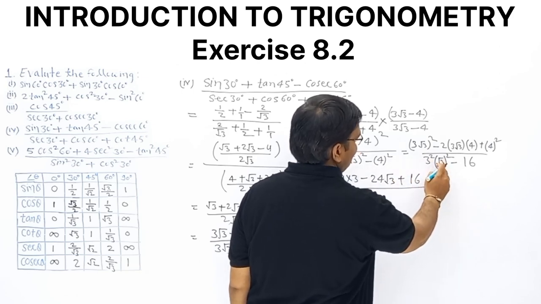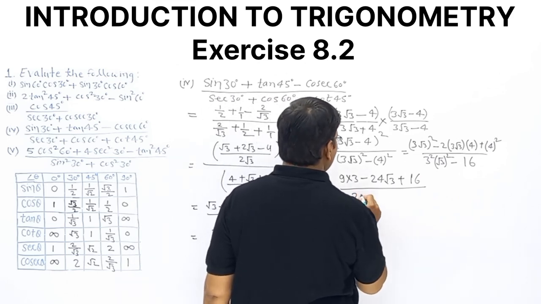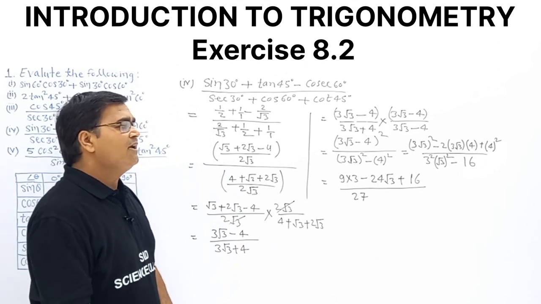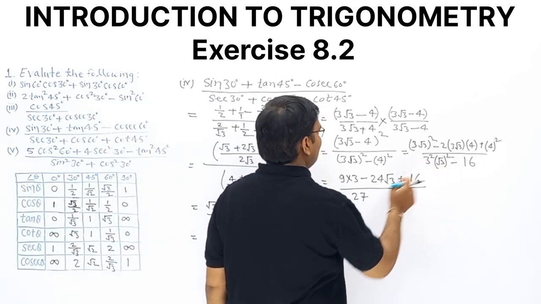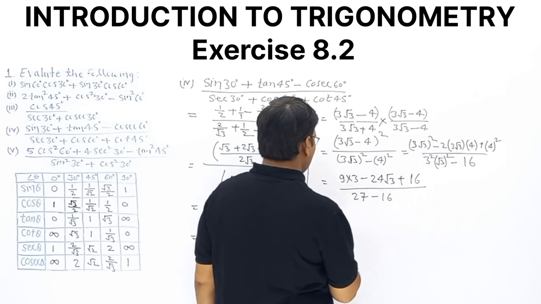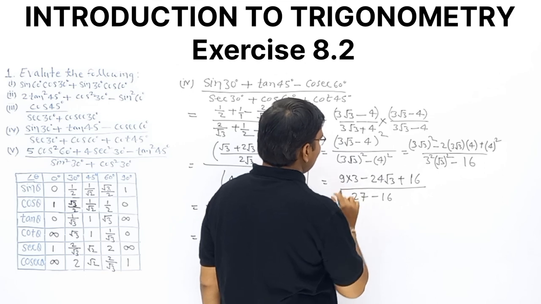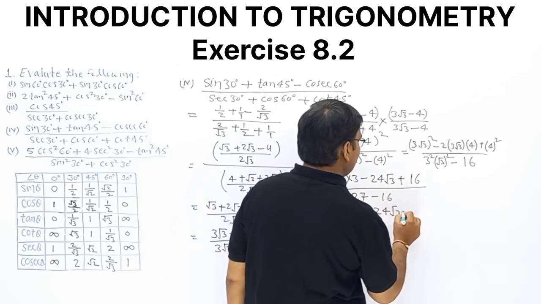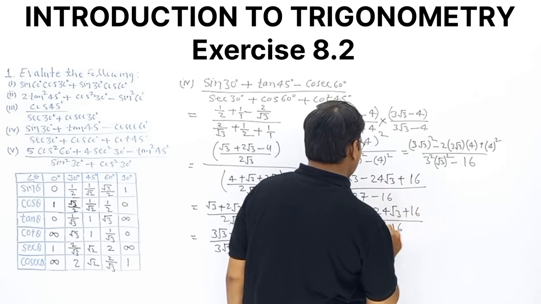observe this one, this is 3 and this is 9. 9 times 3 is 27. Once we solve this one we are getting 3 and this is 9. 9 times 3 is 27 minus 16. What will be the result? 9 times 3 is 27 minus 24√3 plus 16, divided by 27 minus 16.